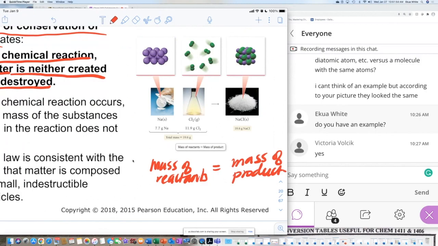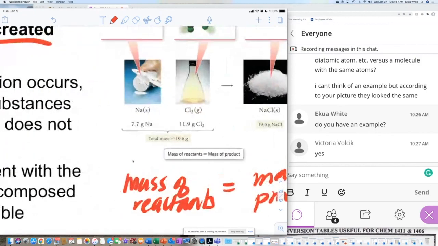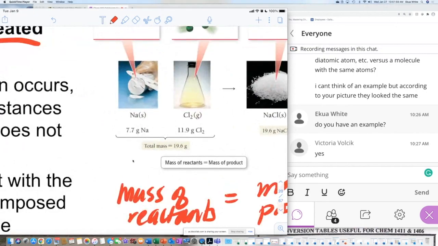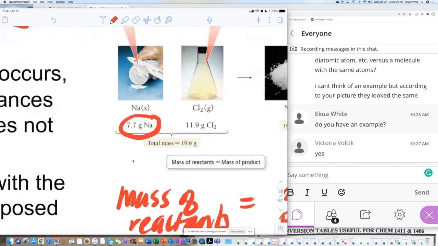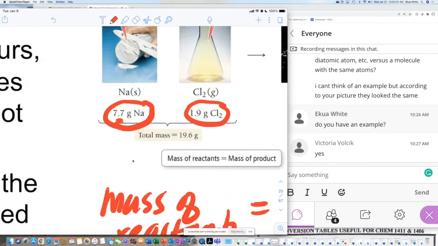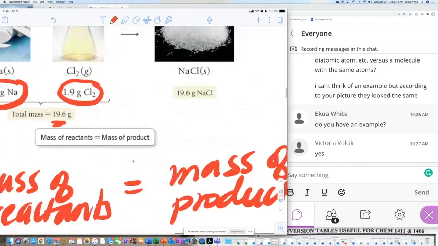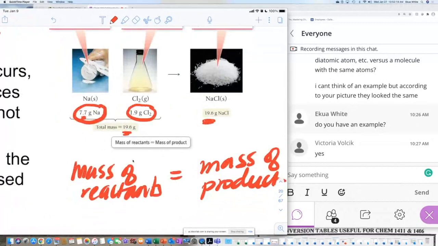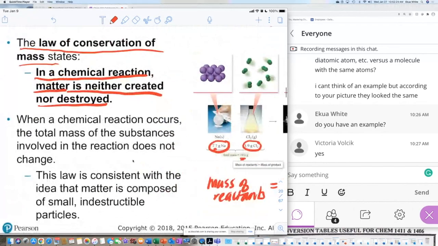So in this section, the kind of questions they could ask you is written right here. They could give you the mass of both reactants. Like right here, we have a specific mass of sodium, a specific mass of chlorine, and these are being added in the reactants. So your product has to have the same mass for the law to be true, for the law to work. Because mass of reactants equals mass of product. The context of this law, where we see this law works, is in a chemical reaction.